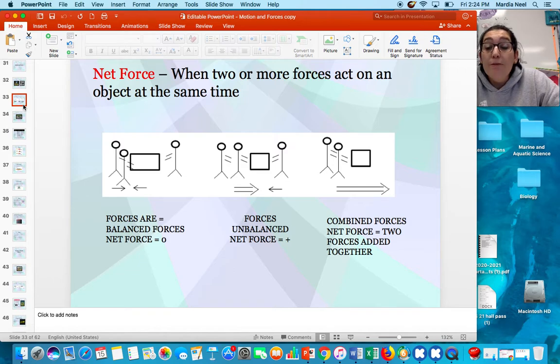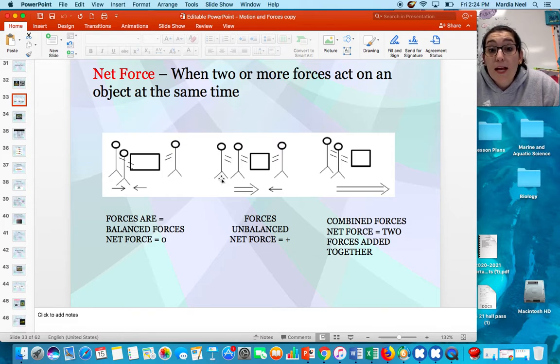When we look at net forces, we're looking at when two or more forces act on an object at the same time. So if I'm pushing on a box and two people are pushing back on the box, and I'm pushing and they're pushing at the exact same amount of force, nothing is going to happen. We say our net force is 0. The box isn't going to go anywhere. I'm pushing this way. The other two people are pushing with the same amount of force towards me. The box isn't moving.